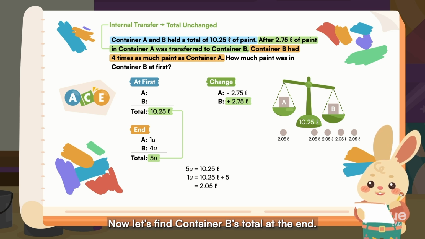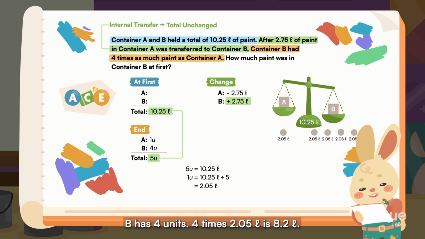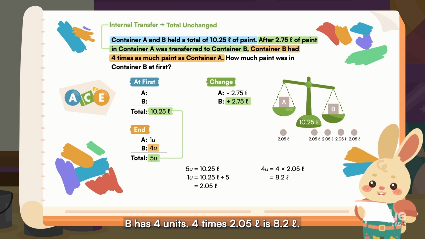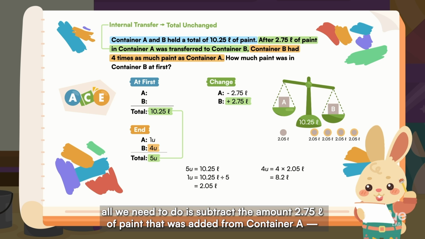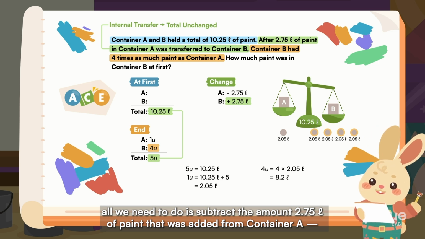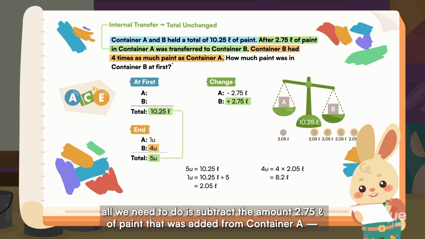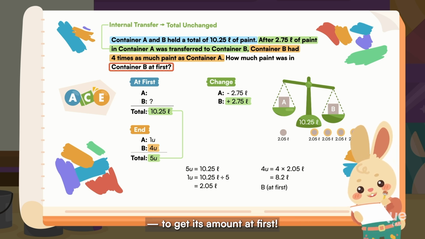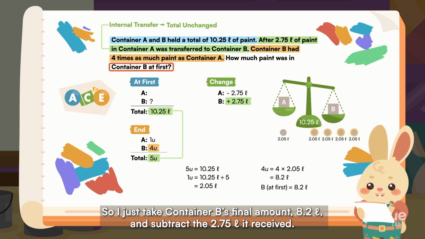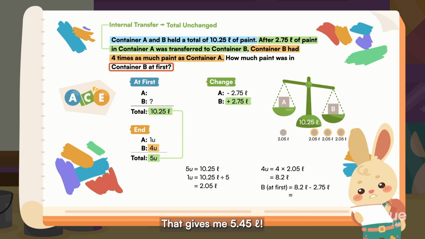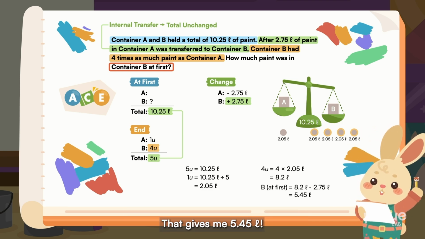Now let's find container B's total at the end. B has 4 units. 4 times 2.05 liters is 8.2 liters. Now that we know the amount of paint in container B in the end, all we need to do is subtract the 2.75 liters of paint that was added from container A to get its amount at first. So I'll just take container B's final amount, 8.2 liters, and subtract the 2.75 liters it received. That gives me 5.45 liters.